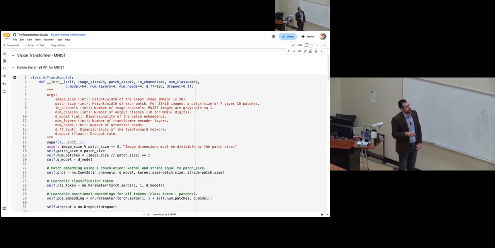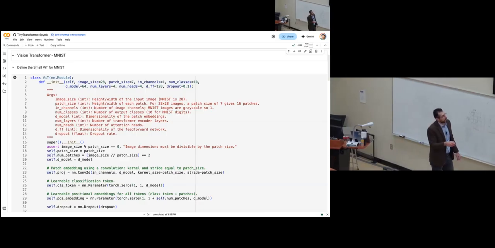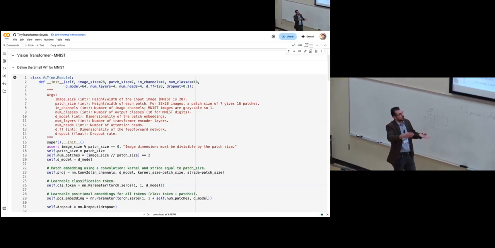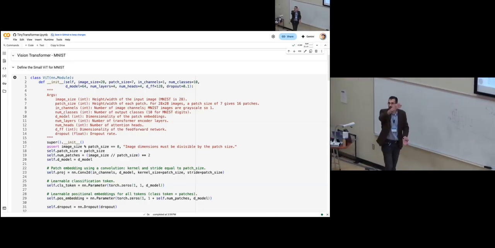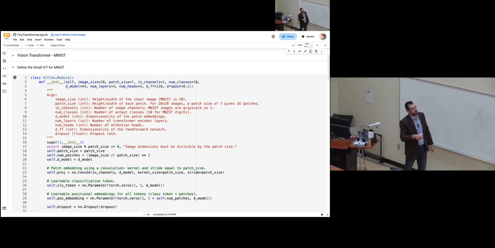Of course, I mentioned that we have a learnable classification token. This is the CLS token. This CLS token is going to be D-model dimensional. The reason these two 1s are there is because I want to essentially concatenate it to the rest of my tokens and send it into the model. But at the end of the day, it's simply a D-model dimensional vector.